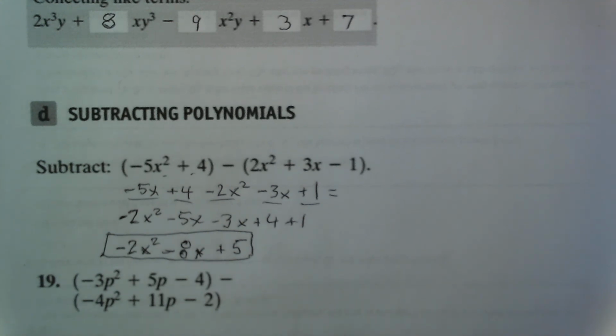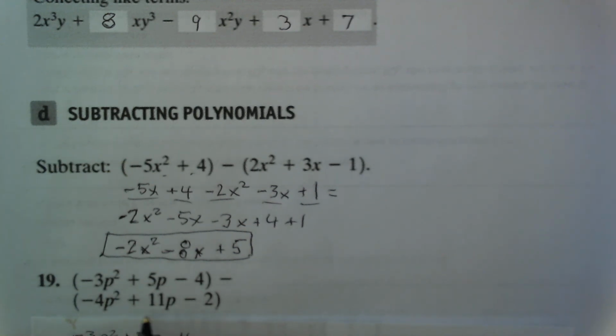So now we have one more example of subtracting two polynomials. And so we have minus 3p squared plus 5p minus 4, minus the next polynomial, minus 4p squared plus 11p minus 2.